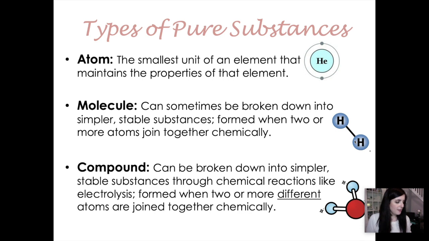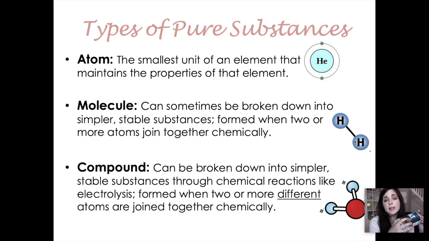We also have compounds though, and compounds are very similar to molecules, but there is a very minute difference between them. Compounds are formed when you have two or more different atoms that are bonded together. So, for example, salt. Salt is a compound because I have sodium bonded to chlorine. And in that case, they are different atoms that are bonded to one another. Therefore, this is a compound.